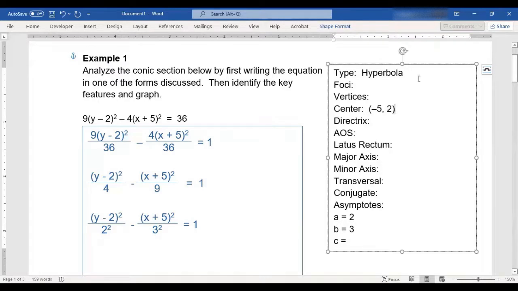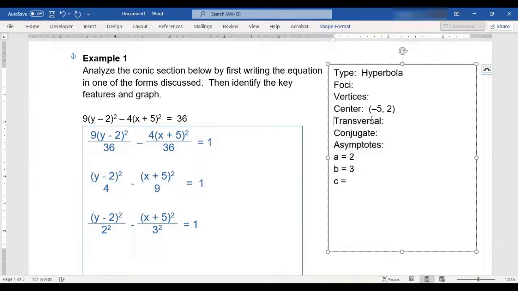Now, from here, I just listed all the different types of things that we could have. So now I'm going to get rid of the things that are irrelevant. A hyperbola doesn't have a directrix, AOS, latus rectum, or these axes here. So let's just get rid of those pieces. We now still have to figure out the foci and the vertices, the transversal and the conjugate axis, the asymptotes, and C.